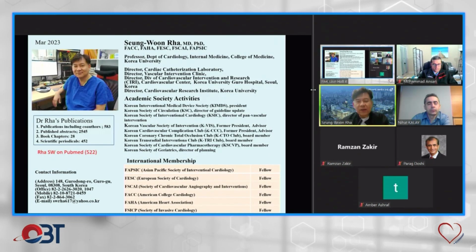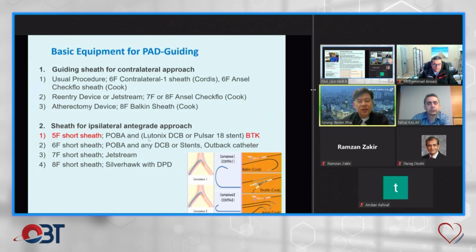I'm working not only on complex coronary, including CTO, but also complex endovascular. I was the president of the vascular intervention, also many complex interventions in Korea. So for the isolated BTK, I prefer to use ipsilateral 5-French short sheaths, because we can use all the diverse devices for the ipsilateral route using 5-French.